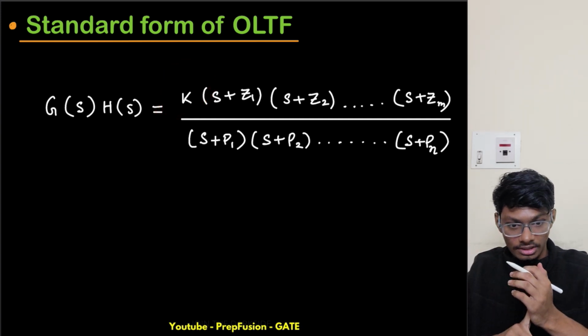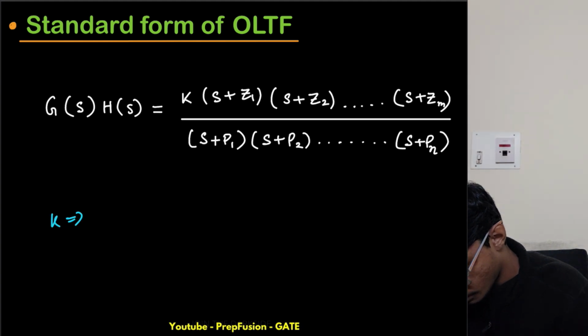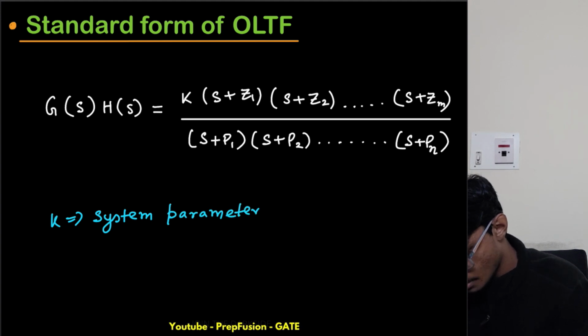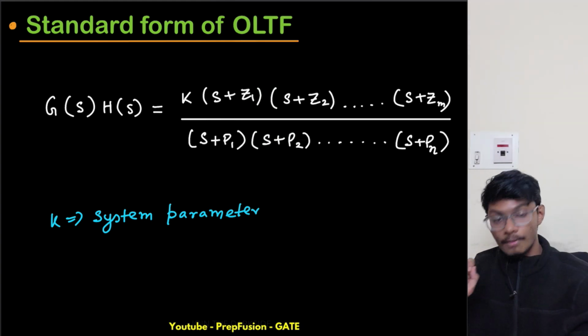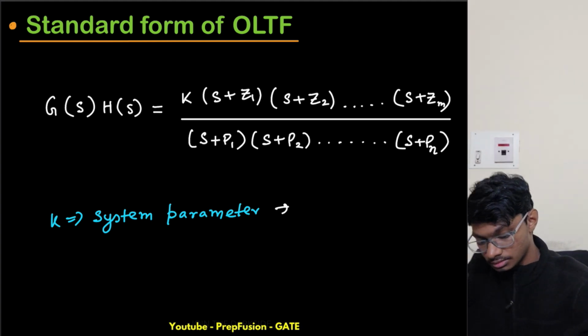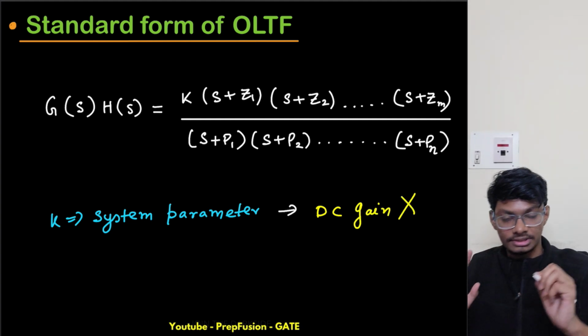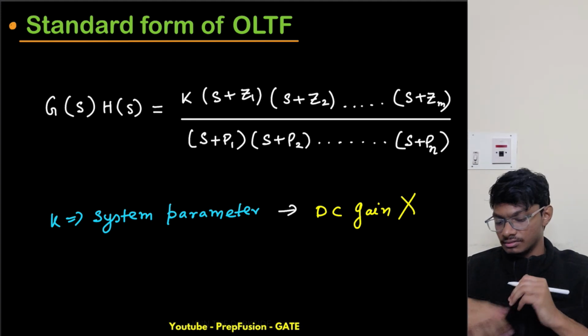There is K. Now K is the system parameter. So let me write, K is a system parameter basically, and you have to remember this is not the DC gain, right? Just remember this. DC gain is different. This is not the DC gain. This is a system parameter. So you may ask, then what is this?